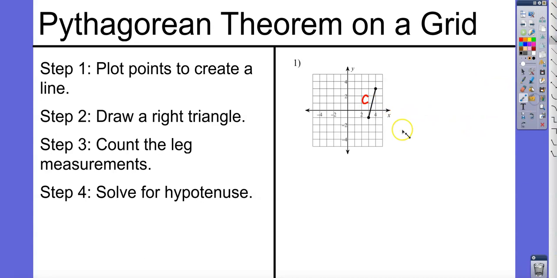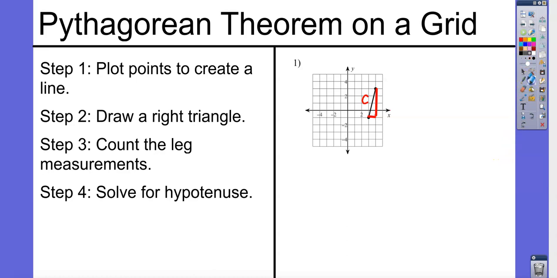Then you're going to use a straight edge, whatever you have at home, to connect these and make it look like a right triangle. Okay, so we're going to go straight across and then straight up. Okay, like that. All right, then we're going to count the leg measurements.